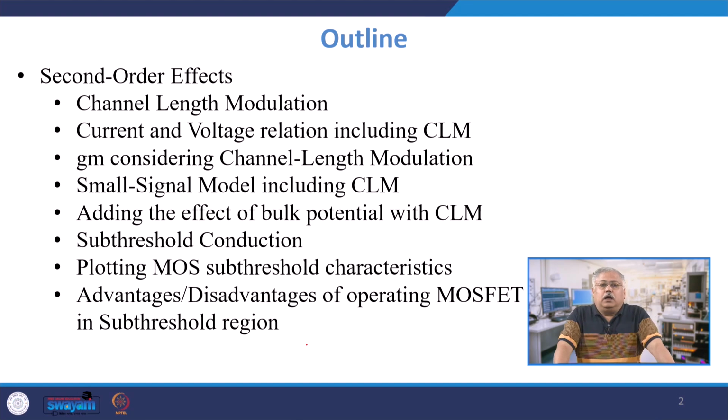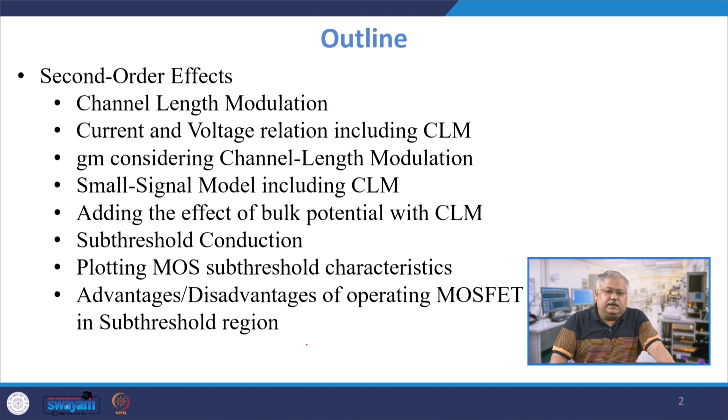This is lecture number 14 and we will carry forward our understanding of second order effects, and we will be concentrating more on channel length modulation effects, referred to as CLM, and subthreshold conduction. So, the outline of this presentation will be, we will look into CLM, the channel length modulation effect, how the current versus voltage relationship is available when you include channel length modulation effect, how does transconductance vary if you take CLM into consideration, small signal model.